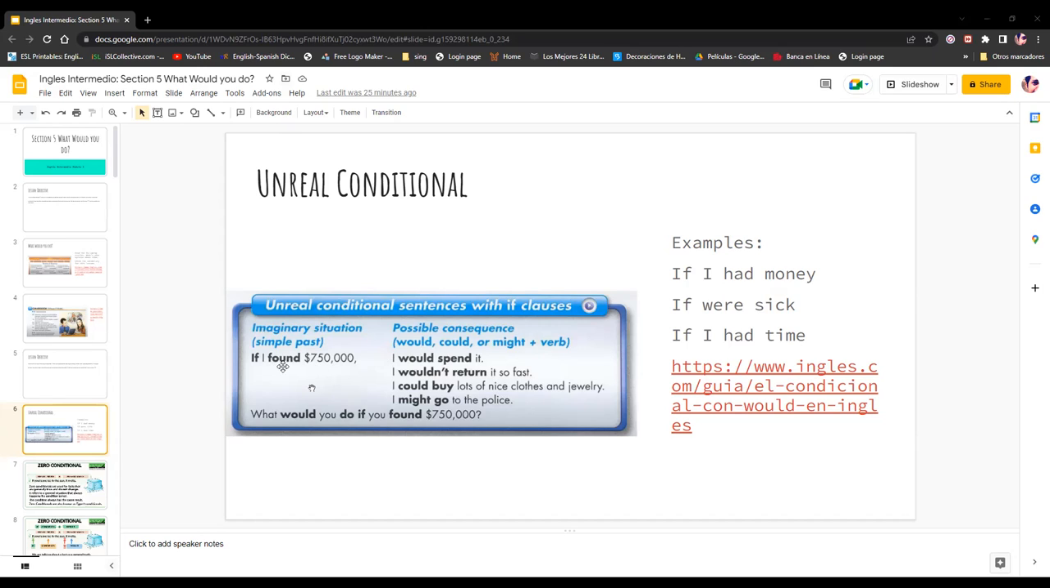If I found $750,000, I will spend it, or I wouldn't return it so fast. Or I could buy lots of nice clothes and jewelry, or I might go to the police. What would you do if you found $750,000? So, eso era lo que estuvimos repasando ayer, cómo se estructuraba.